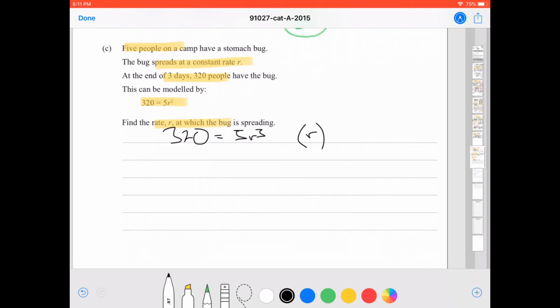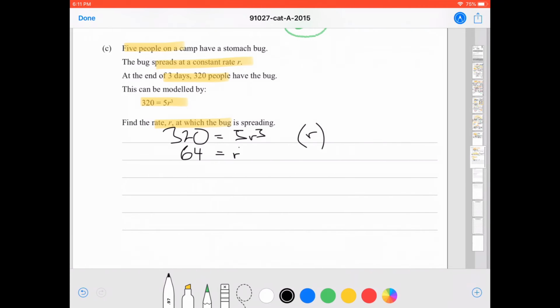Okay, the first thing we can do is divide by 5 on both sides. Now, 320 over 5 is not a basic fact. Basically, let's say we can do it in parts, right? 100 over 5 is 20, meaning 300 over 5 is 60, and 20 over 5, 20 being the remainder, is 4. So we've got 320 over 5 is 64.